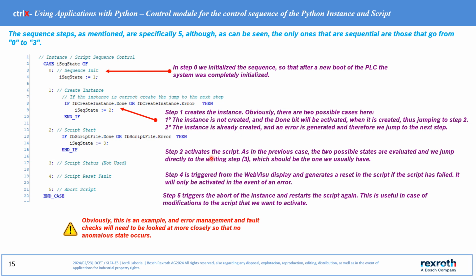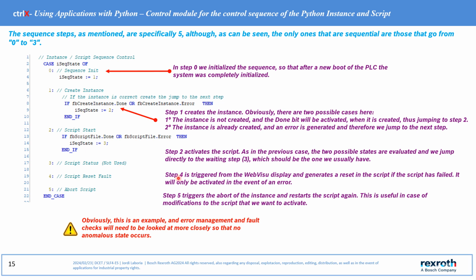In step 2, the script is activated, and it is executed with an input of type execute. Once activated, it will continue to run until we make an abort or an error occurs in the script. In step 3, the sequence will remain active and on hold.